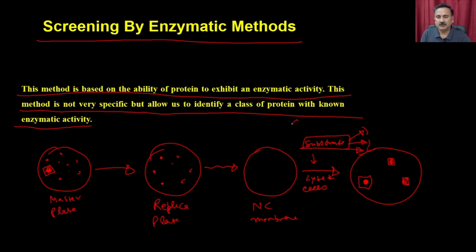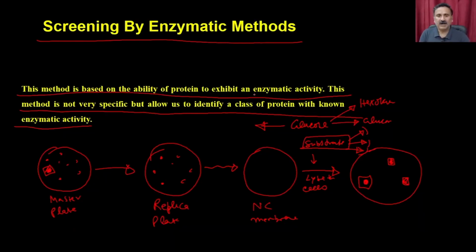For example, if I use glucose as a substrate, glucose can be used by hexokinase, glucose can be used by glucokinase, and glucose can be used in any other reactions also. So in that case, you may get a clone of your interest, but it is not very specific, and you might have to use another screening method to further verify the clones. So this is all about how you can screen the genomic library as well as the cDNA library.